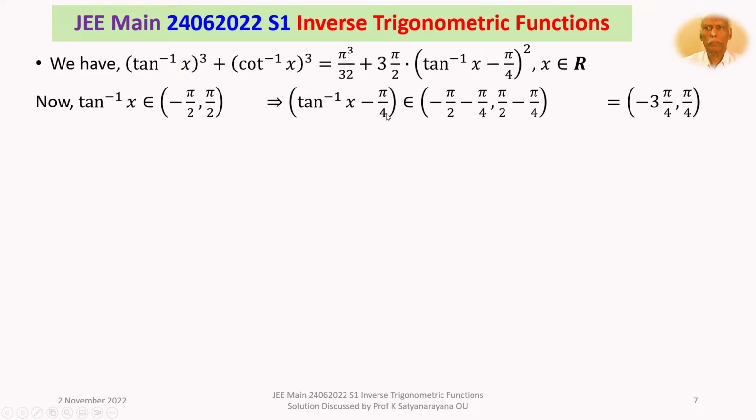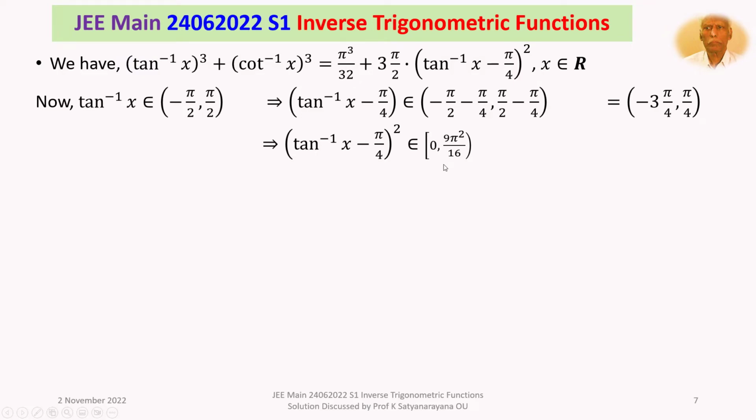And when you square it, it will be 0 to pi by 4. When you square it, 0 square, pi square by 16, it will go up to that. And this end, 0 to minus 3 pi by 2, when squared, it will go to 0 to 9 pi square by 16. Between pi square by 16 and 9 pi square by 16, the greater one is 9 pi square by 16. Therefore, tan inverse x minus pi by 4 whole square will belong to the interval 0 to 9 pi square by 16, and closed at the 0 end.